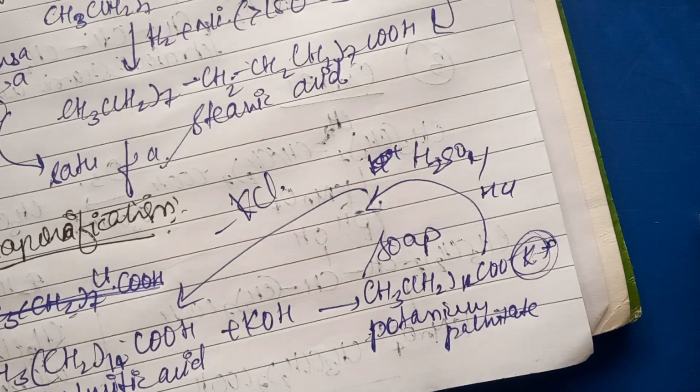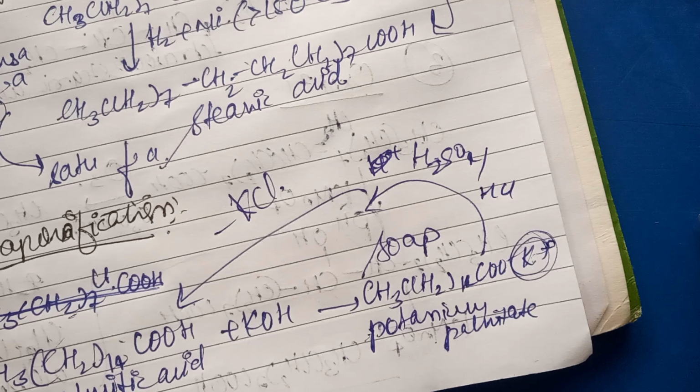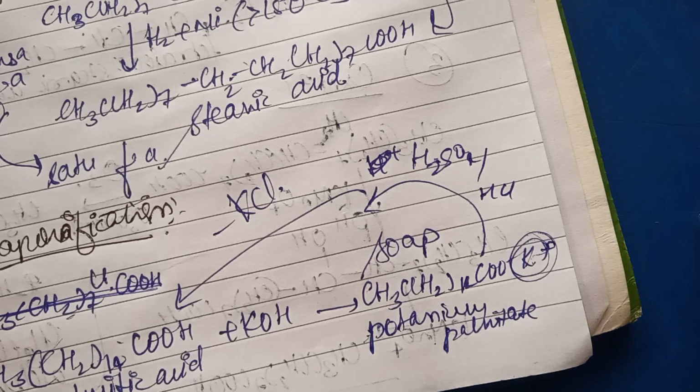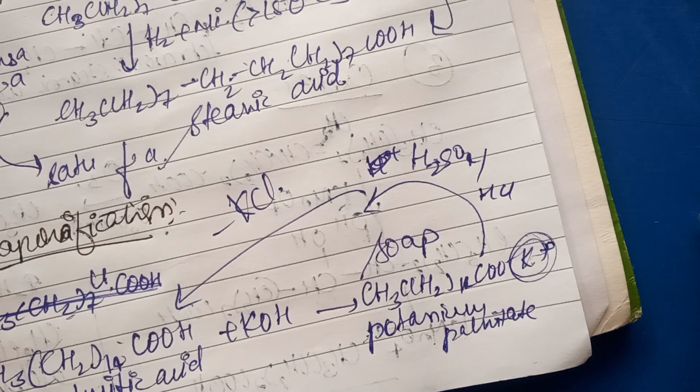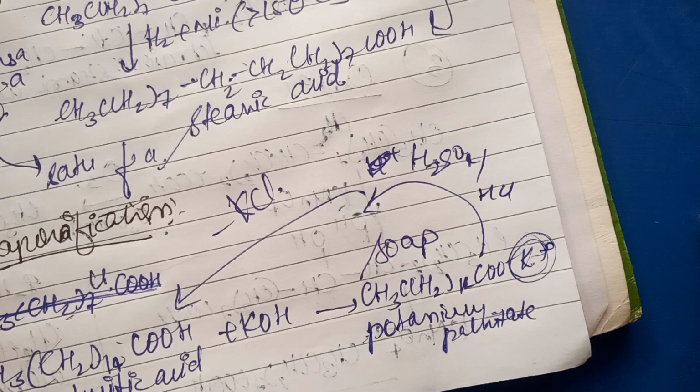And for deeper knowledge, potassium salts are very soluble in water and very soft, rather than the calcium and barium salts, which are hard and insoluble in water. And the salts of unsaturated fatty acids are more water soluble and softer than those of saturated fatty acids. Thank you.